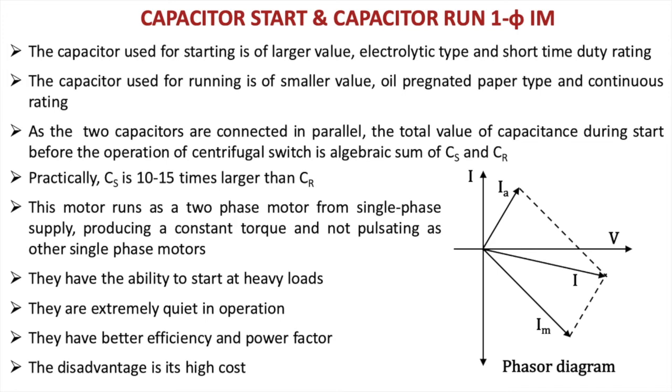Now from the phasor diagram you can see the initial current IA is almost close to 90-degree lead with respect to voltage, and therefore the resultant current will give you a better power factor because the angle between the voltage and the total current is very less.